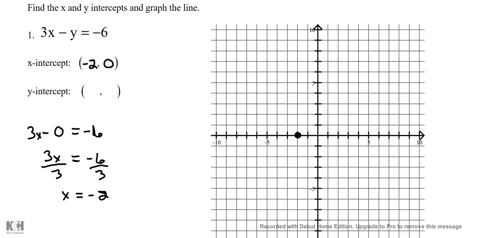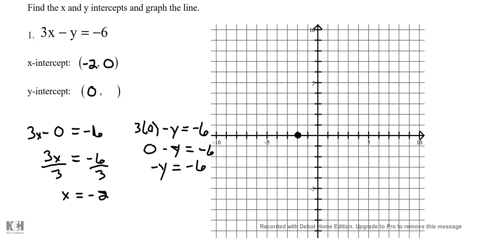For the y-intercept, I'm going to plug a 0 in for the x. So I work this problem out again, but I plug a 0 in for the other variable. 3 times 0 is 0. So 0 minus y is negative y. To get rid of the negative on a variable, I divide by -1. So that just makes it positive y equals positive 6. So I plugged in 0 for x, I got 6 for the y.